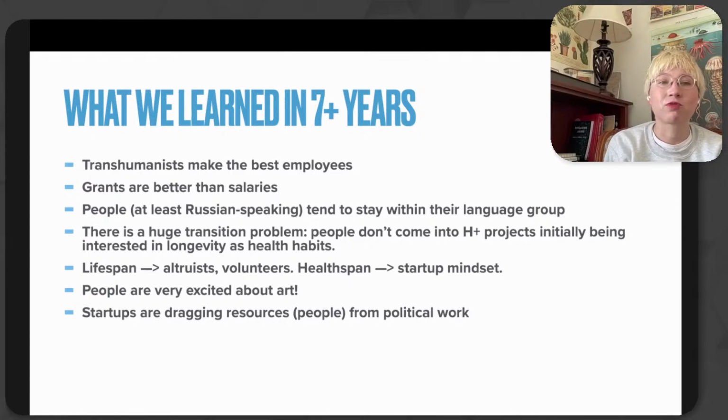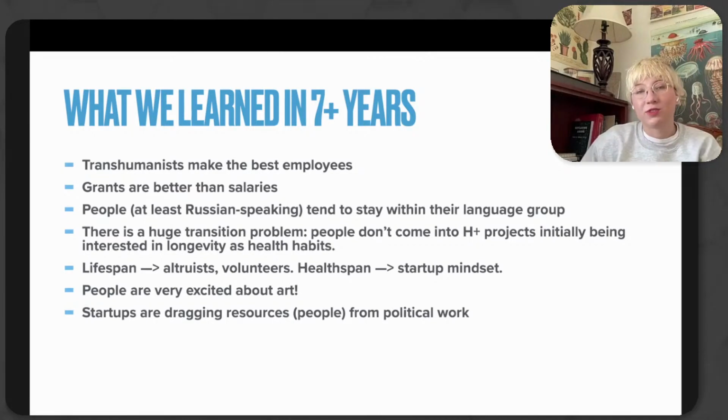Also, grants are better than salaries. You just set in advance: this is the amount of work we're interested in having done, and this is the amount of money we're ready to give. Because if we set the work on a salary kind of basis, people's motivation is different. It interferes with the workflow. Well, I'm sure you understand how it works.